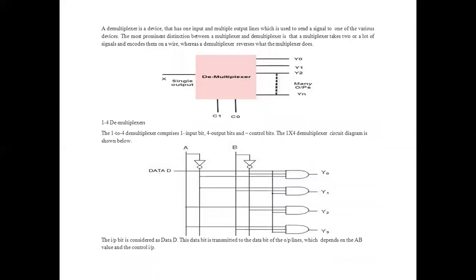Then the demultiplexer. The demultiplexer is the opposite of the multiplexer. So one input, many outputs. The logic diagram of the demultiplexer is given here. Based on the selector lines, your output will be given.